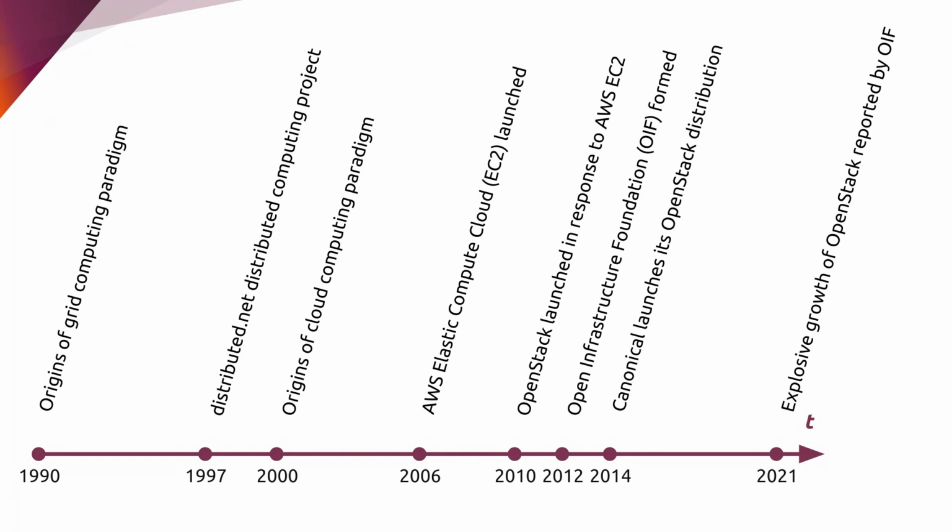So over those 11 years since OpenStack was first launched, there's been an explosive growth of OpenStack, as reported by the Open Infrastructure Foundation. According to the OpenStack user survey results from 2021, there are more than 25 million cores running in production all over the world across various organizations and various market sectors, and OpenStack has been basically constantly growing.